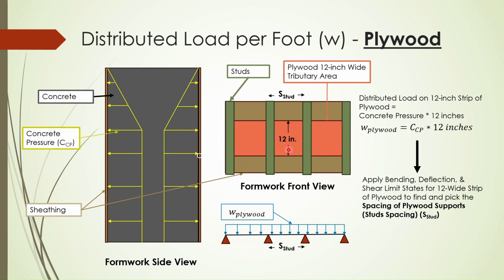So we have a 12-inch wide tributary area, and we're gonna find the W plywood, or the distributed load on the plywood, to be the concrete pressure multiplied by the width of the tributary area, which is 12 inches. So we gotta think of the 12-inch wide plywood as a beam supported by these studs up here. Then we gotta apply the bending, deflection, and shear limit states for that 12-inch wide strip of plywood to find the maximum spacing of plywood supports, which are the studs. So we apply these three limit states, we find the maximum spacing of these studs, then we pick a specific stud spacing, then we move forward to the next step.